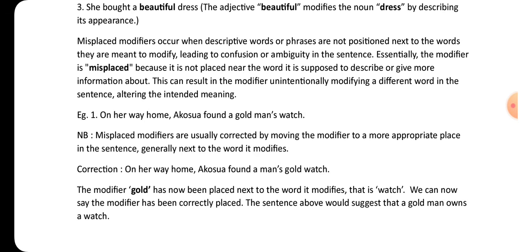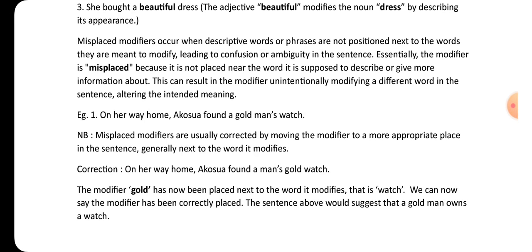Why? Because the modifier is not positioned at the exact place where it is supposed to be positioned. Misplaced modifiers are usually corrected by moving the modifier to a more appropriate place in the sentence, generally next to the word it modifies. That word can be a noun, a pronoun, or whatever. So you have to correct it by moving the modifier to a more appropriate place in the sentence, generally next to the word that it modifies.